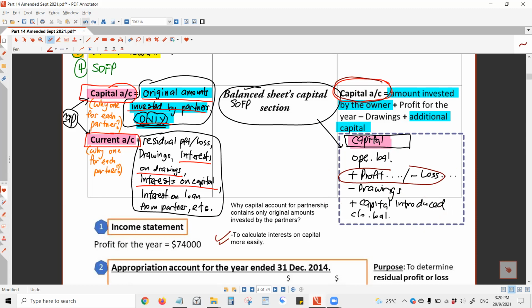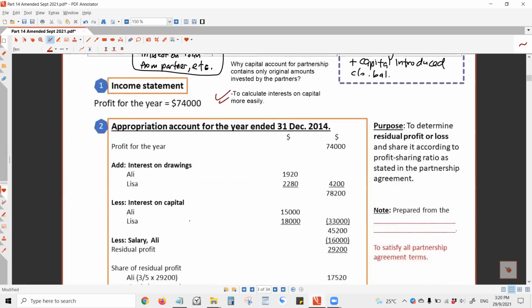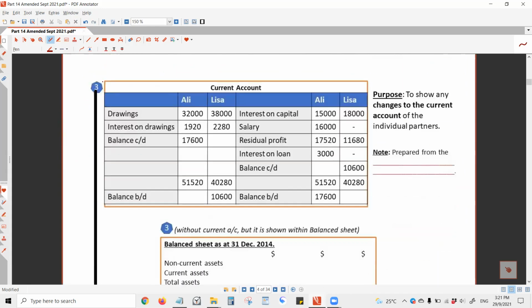Now let's get back to partnership. We look at how we do each and every step. We are going to see how we do each of these steps 1, 2, 3, 4: income statement, followed by appropriation account, current account, then SOFP. For the income statement, I don't show you here, because the way you do it is the same as you usually do an income statement. I have shown you the income statement's last figure, profit for the year being 74,000. This is step 1. This is step 2. Then next page you have step 3.